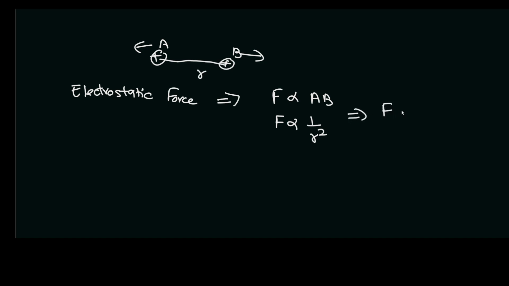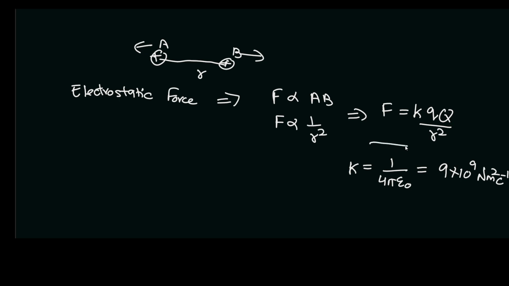F is equal to some constant of proportionality K times the magnitude of those charges, let's call them q and capital Q, divided by R square, where R is the distance between those charges. For historical reasons, we write K as 1 over 4 pi epsilon naught, which is equal to 9 into 10 to the power 9 Newton meter square per coulomb square.